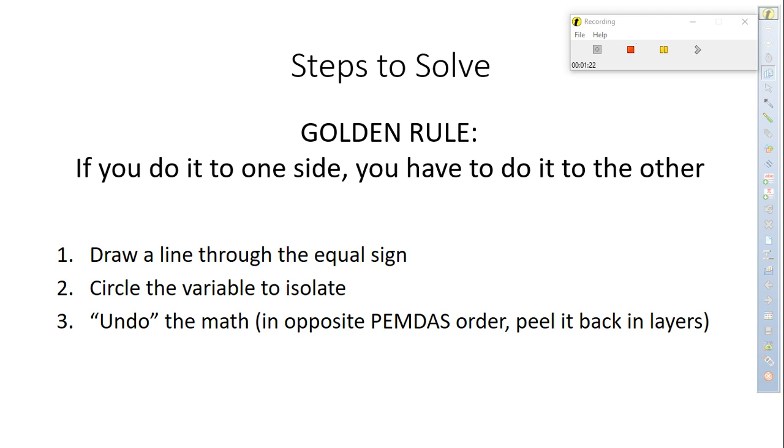Remember, multiplication and division undo each other. Addition and subtraction undo each other. So if you're adding on one side, to get rid of it, you subtract. If you do it to one side, do it to the other.